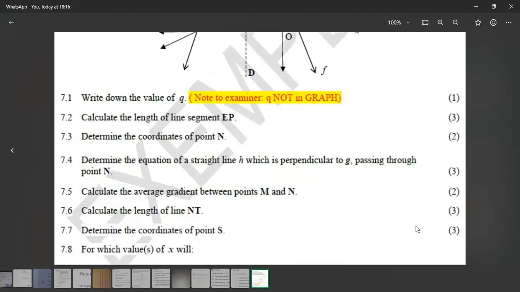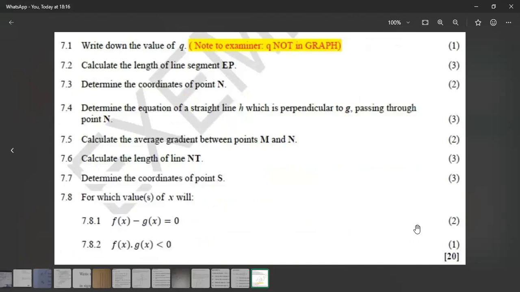I apologize. Now it's time to look at the last two questions, which are the most interesting in this paper. The first one says, for which values of x will f of x minus g of x equal to 0? In other words, find the values of x such that if we say the y value on f minus the y value on g, the answer is 0.